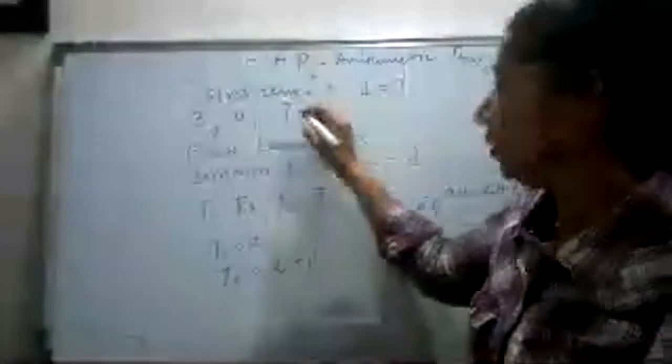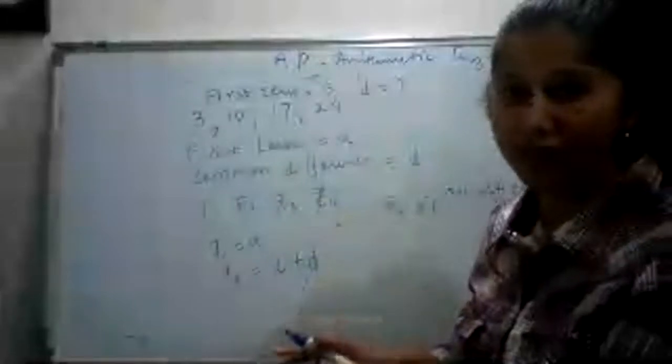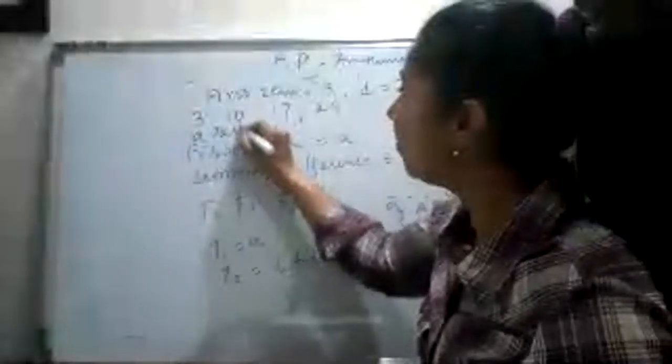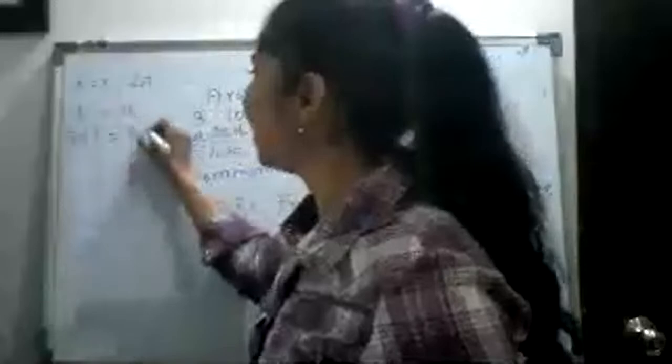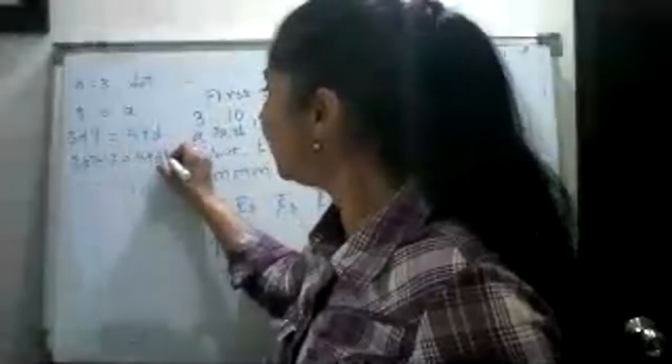I hope that you're listening to me. The first number is 3, so the second number is 10. The next number, you add one more 7 to it, so it becomes 17. One more 7 to it, so it becomes 24. So you go on adding the difference every time. If I take the first term as A, the second term is A plus B, that is A plus 7. My third term will be one more time 7, that is A plus D plus D.